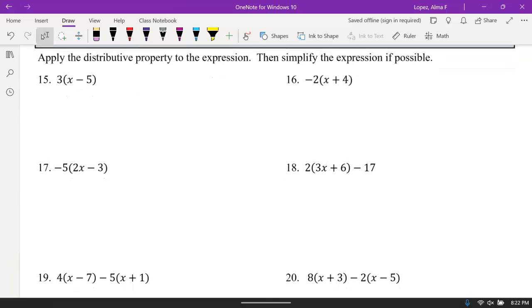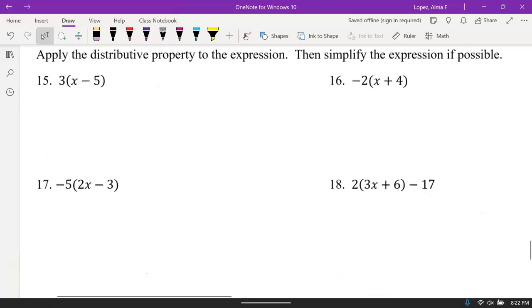Let's apply the distributive property, and then we want to make sure it's simplified, which means collecting all like terms if we have any. Now let's start. On number 15, I'm going to make this a little bigger. On number 15, we're going to distribute the 3. 3 times x are not the same kind of numbers, so you write them next to each other. 3x. 3 times a minus 5 is negative 15. Nothing that can be combined there, so we're done.